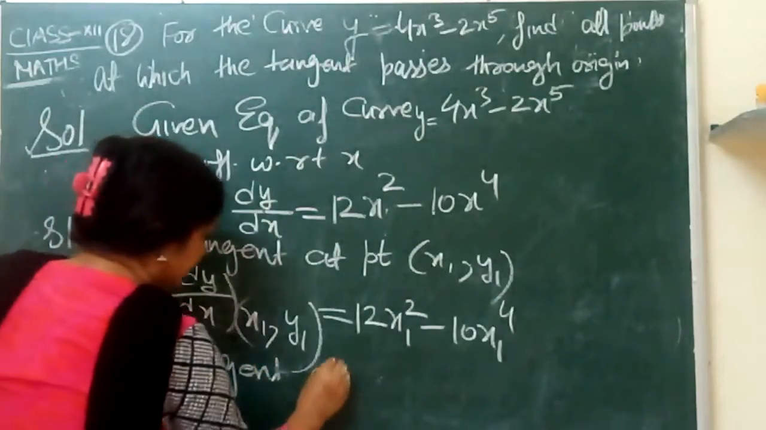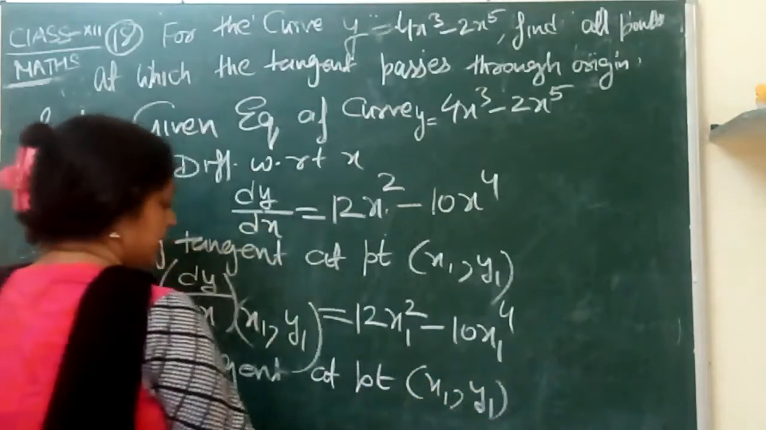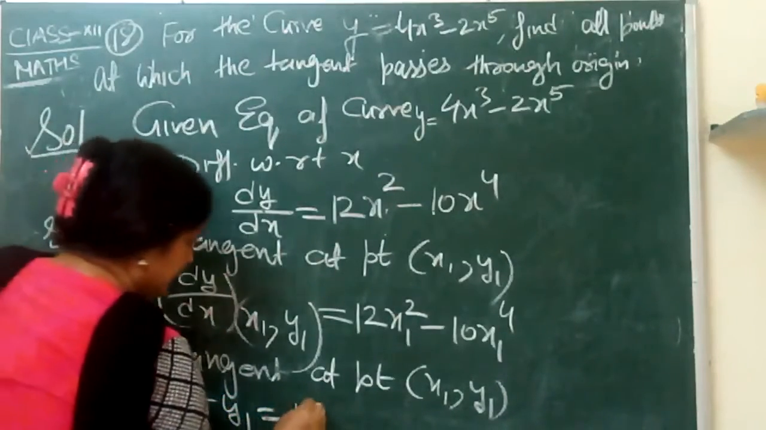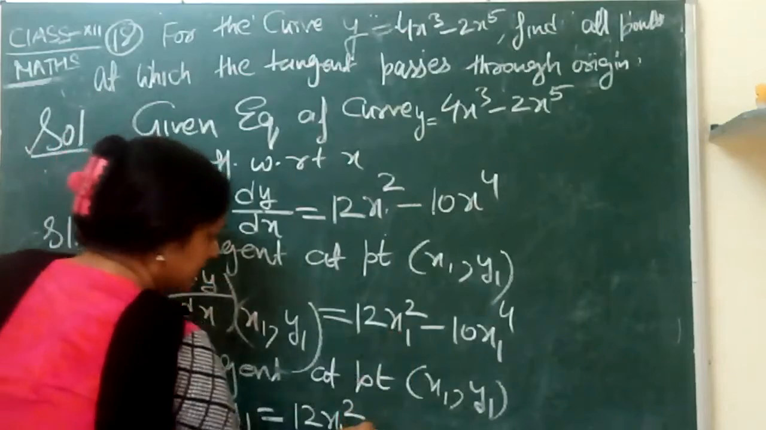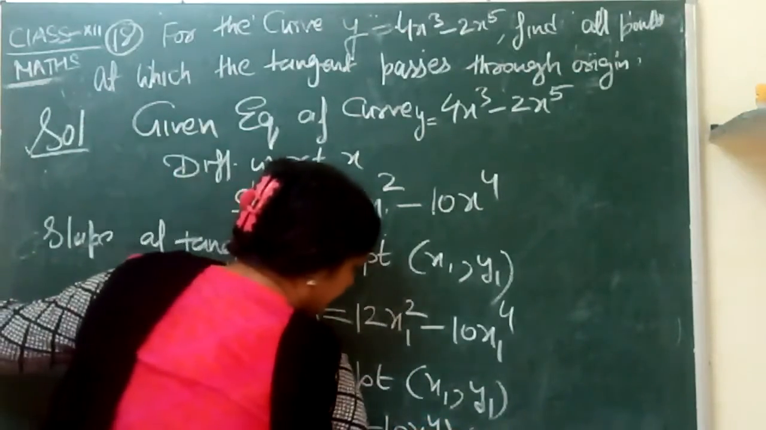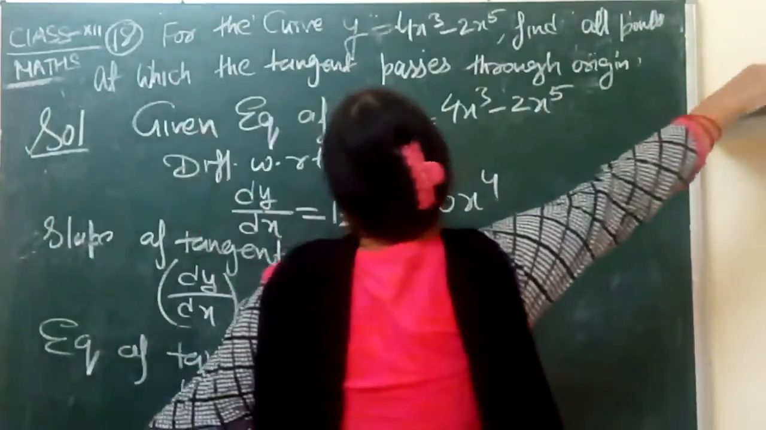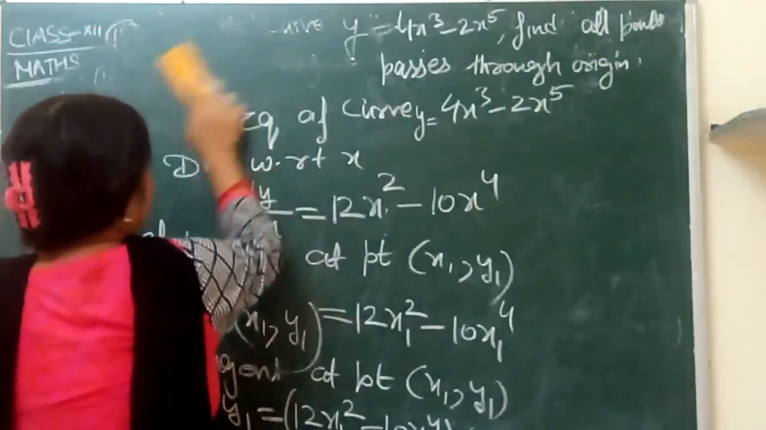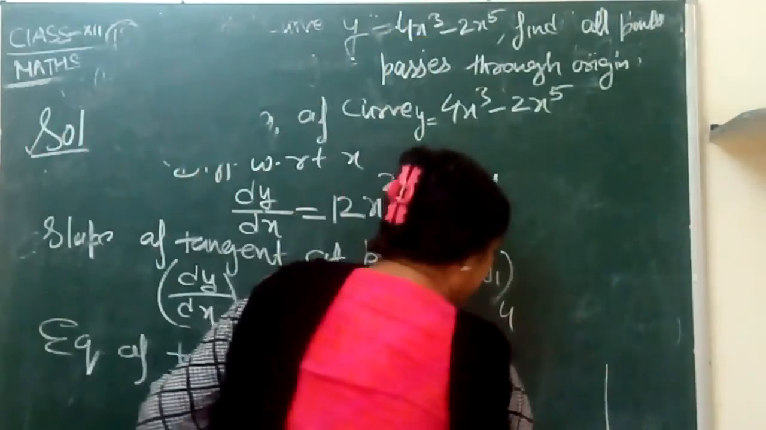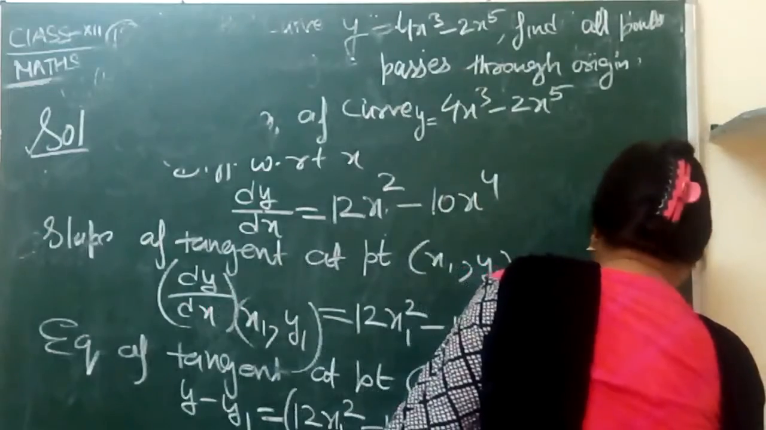at point x1, y1 is y minus y1 equal to, the slope is 12x1 square minus 10x1 raised to power 4, into x minus x1. After that, we will write here, because we will use this, the equation y = 4x cube minus 2x raised to power 5.